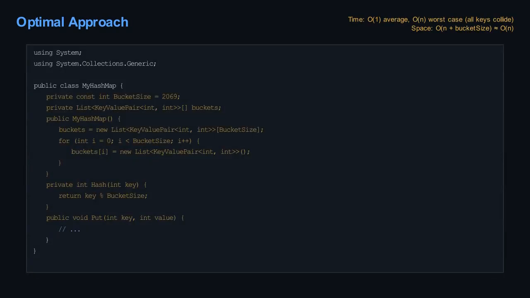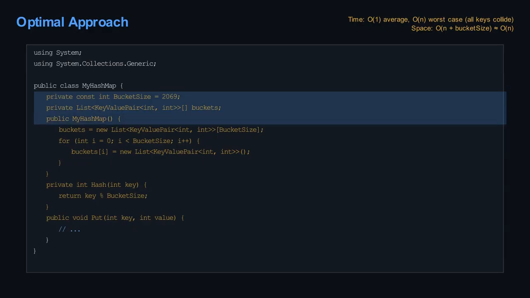The key insight is to use an array of buckets and a hash function that maps each key to a specific bucket index, so we only search inside a tiny bucket instead of the whole collection. Think of it like a library with numbered shelves. The hash function tells you exactly which shelf a book belongs to, and you only look on that shelf. We choose a fixed bucket count, for example 2069, a prime number to spread keys evenly. The hash function is simply key modulo bucket count. In the constructor, we create an array of that many empty lists. Each list is a bucket.